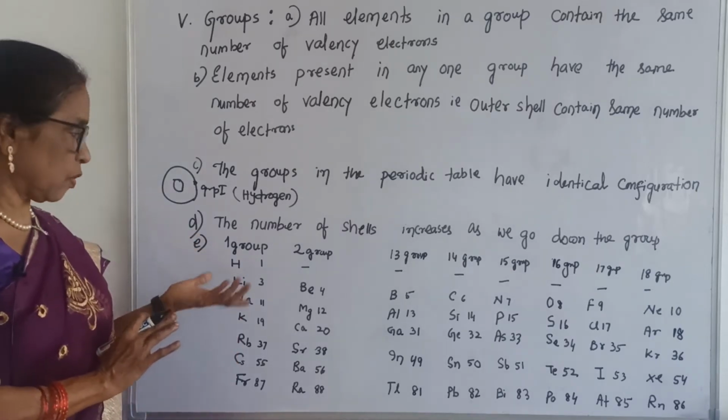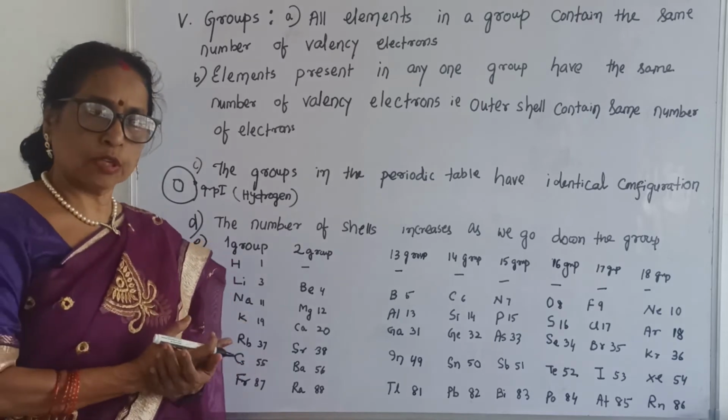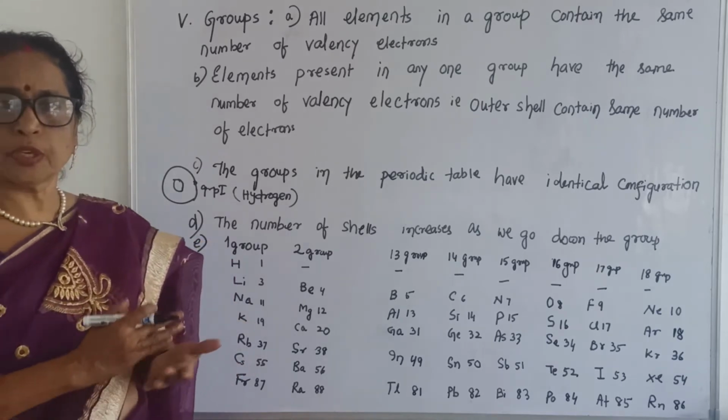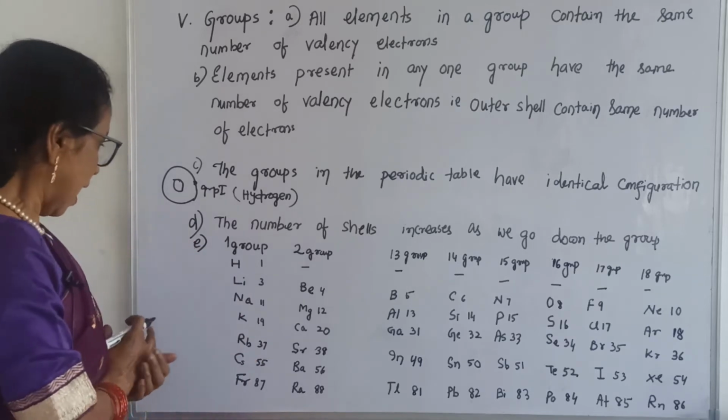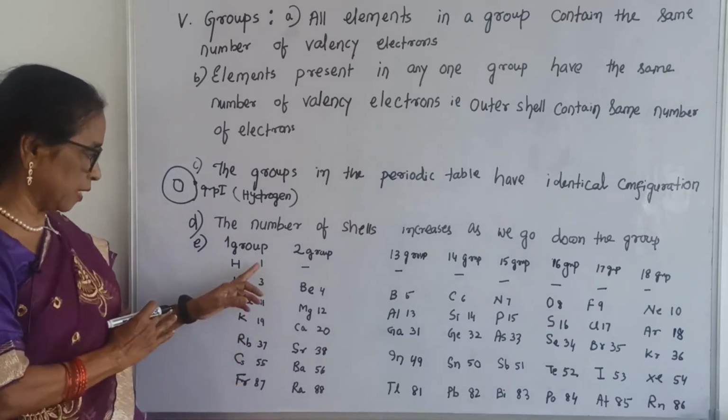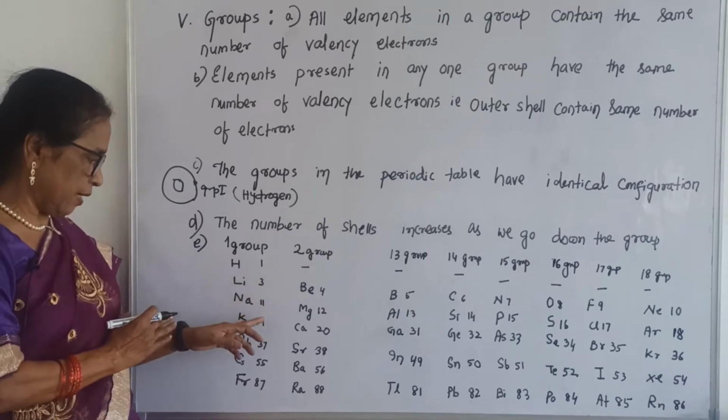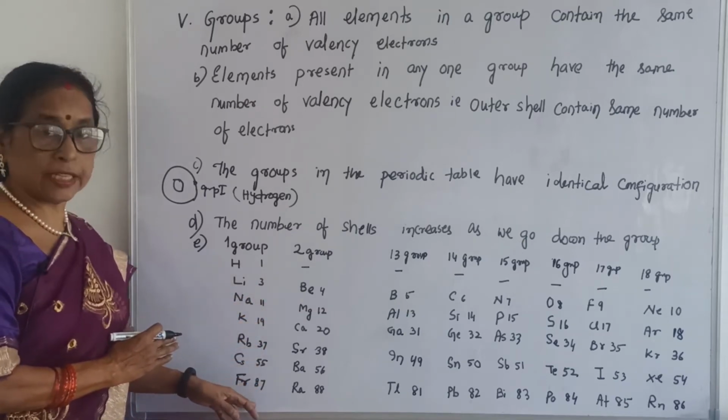Suppose one asks, what are the group 1 elements? You should say hydrogen, lithium, sodium, potassium, rubidium, cesium, francium. Like this you should remember. And what are the atomic numbers? I have explained here: 1, 3, 11, 19, 37, 55, 87.